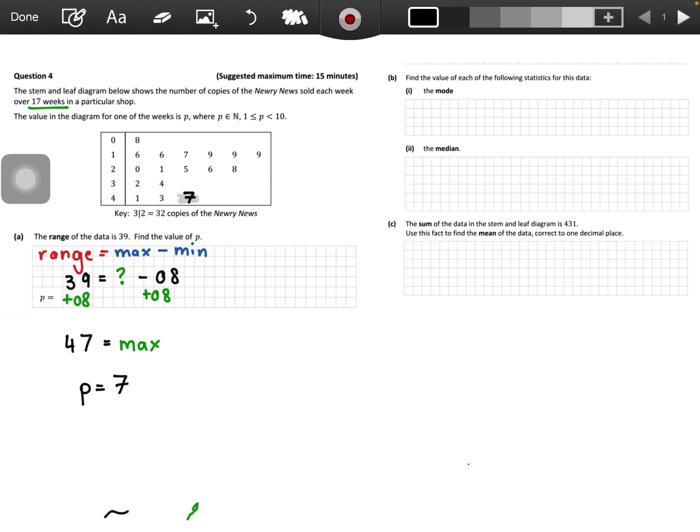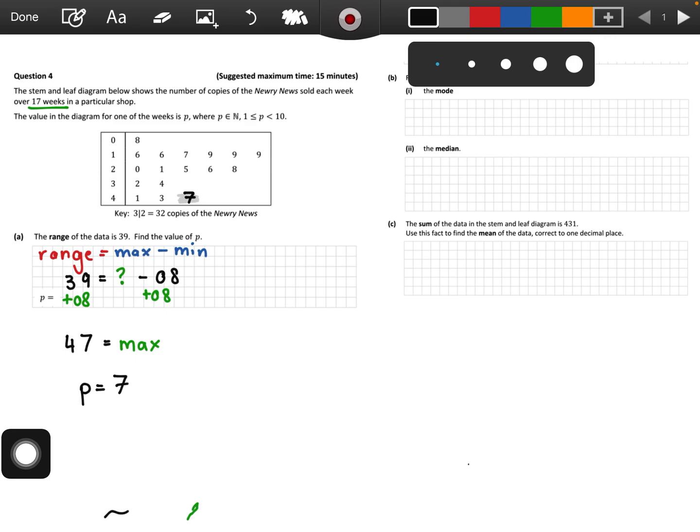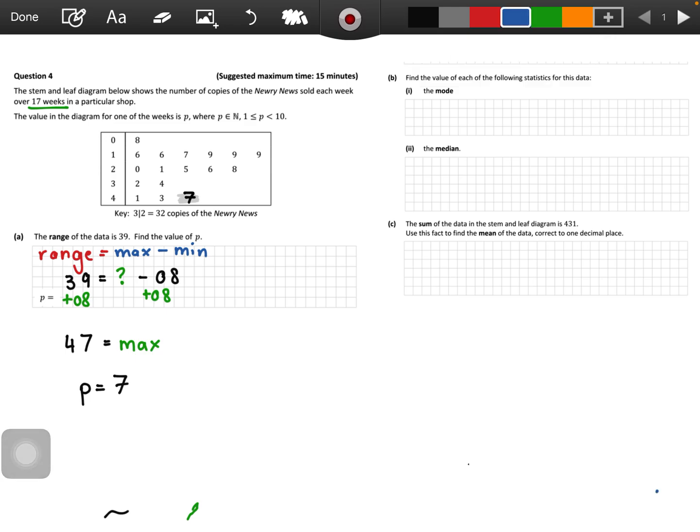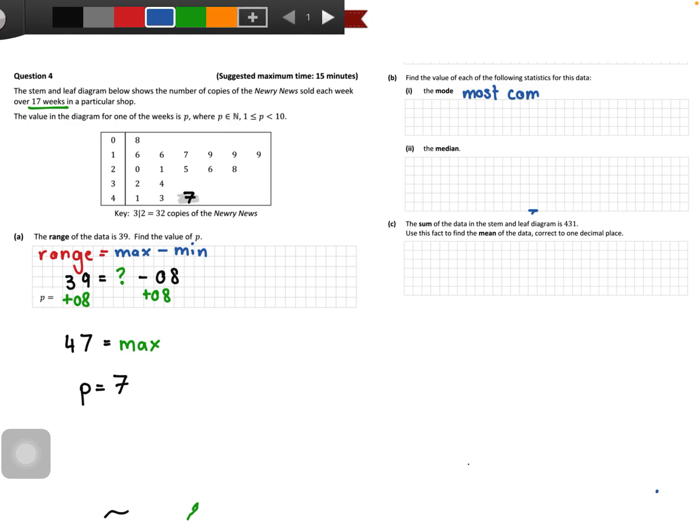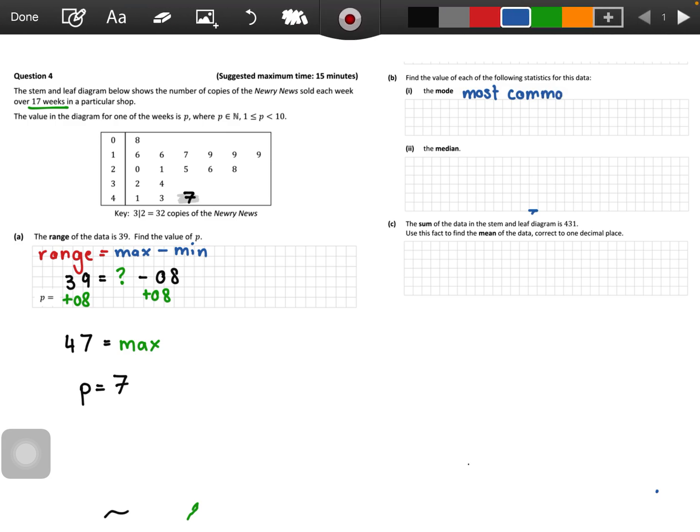Okay, so find the value of each of the following statistics for this data, the mode. Again, I'm going to show the examiner what I know the mode is. I know that the mode is the most common. I'm going to get myself a few attempt marks there possibly. Most common. Remember how we remembered that? It's kind of like the fashionable one, and mode is fashion in French.